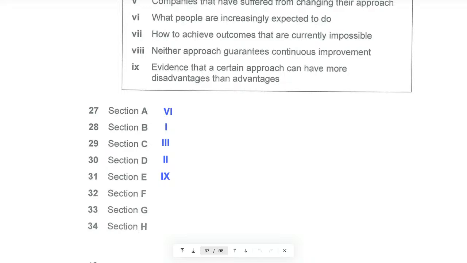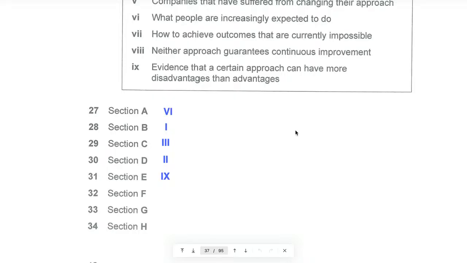Yeah, evidence that, when they say evidence, that means in that section at least you must see some kind of examples or some things which can prove that point. Okay? Yeah, maybe there are some studies or some examples or whatever. But at least you must see something. About what? To prove that a certain approach or a certain method or a certain way can have more disadvantages or drawbacks than advantages.